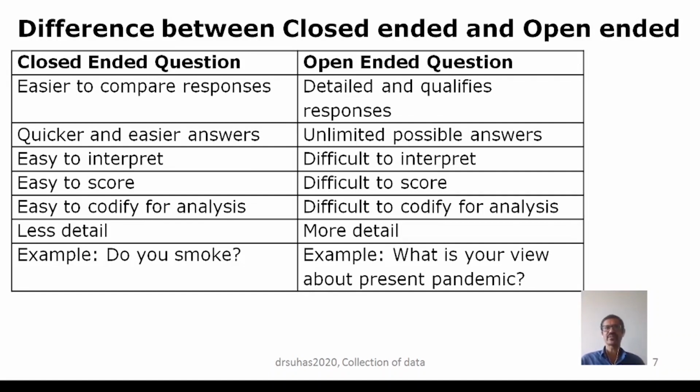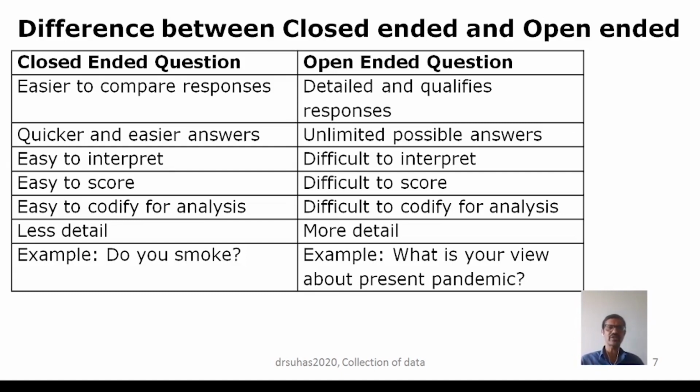There are a lot of differences between closed-ended and open-ended questions. Each of these has its own merit and demerit. For example, closed-ended questions are easier to compare. You can say how many of them said yes, how many said no, how many said right, how many said wrong. So it's easy for compiling the responses. Whereas with open-ended questions, there could be a detailed response and a lot of information could be shared. Different people will share different opinions, so it is a little laborious for the investigators.